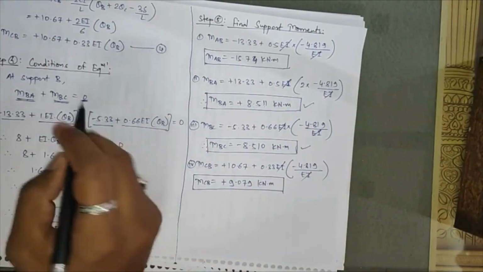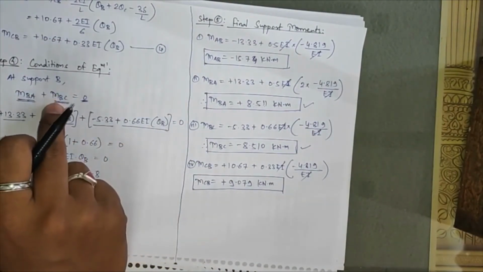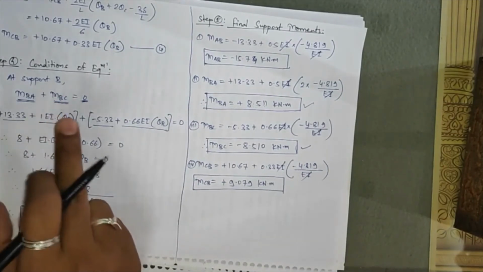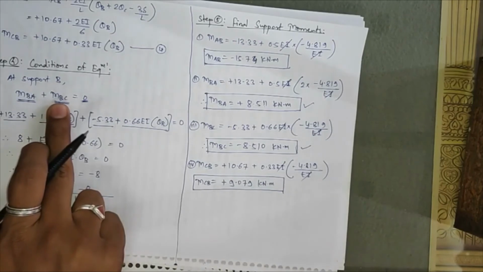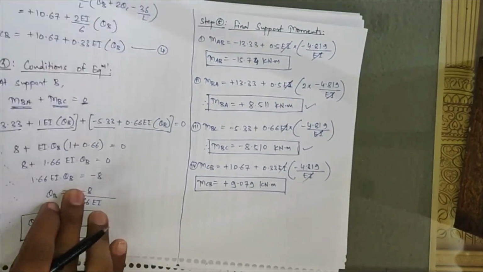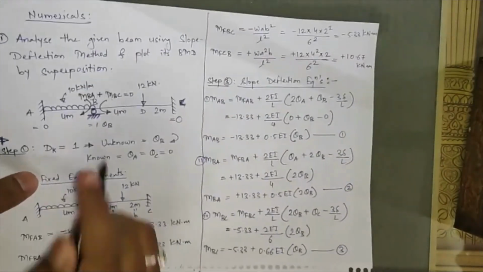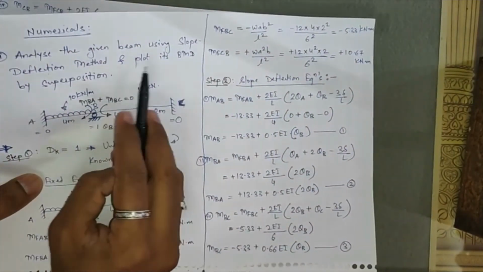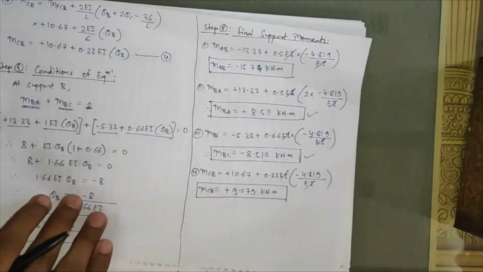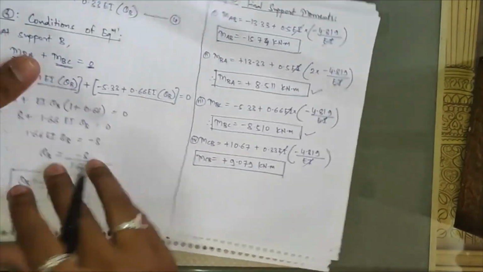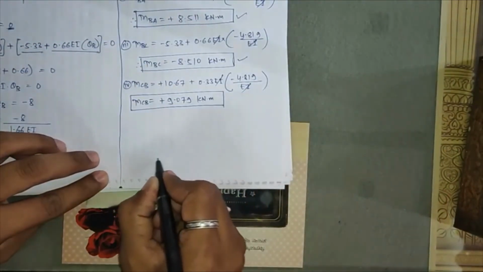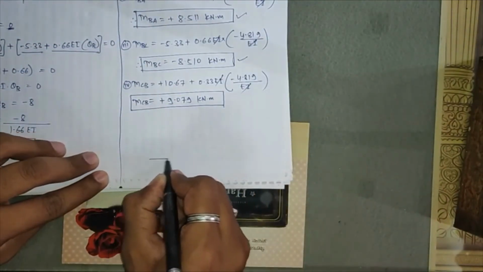That means our equation of condition of equilibrium is also getting satisfied completely here. So you can apply this as a check for your numerical. Our first part is completed here, that is, you had to analyze this beam. Now the second part is remaining, that is, you have to plot the BMD by superposition. So for plotting BMD by superposition, we have seen the concept over there.